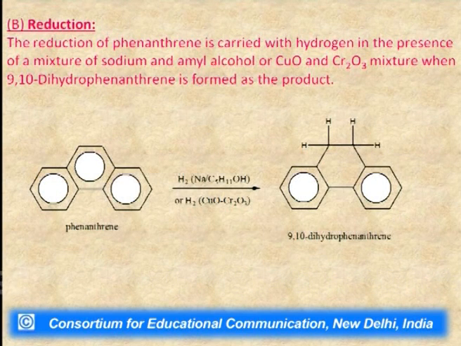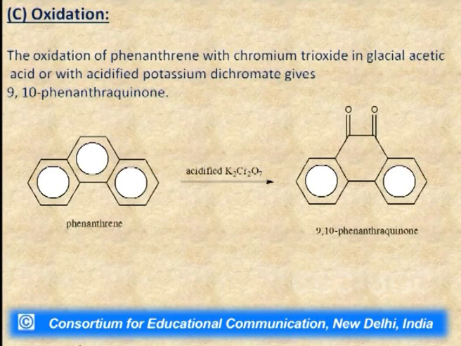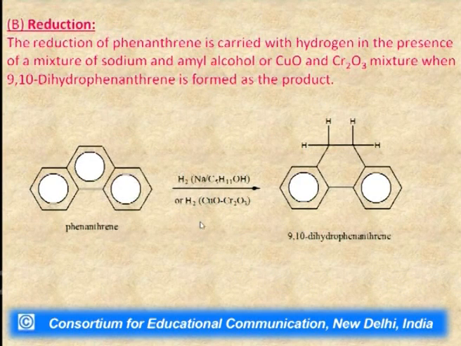Then comes the reduction reaction of phenanthrene. This is a type of addition reaction in which we can add hydrogens to the phenanthrene ring. The reduction of this phenanthrene is carried out in the presence of a mixture of sodium and amyl alcohol or copper oxide with the chromic oxide mixture. Here we can add the hydrogens at the carbon number 9 and 10. At these two positions we are adding the hydrogens. So, we are getting here the 9,10 dihydrophenanthrene addition product.